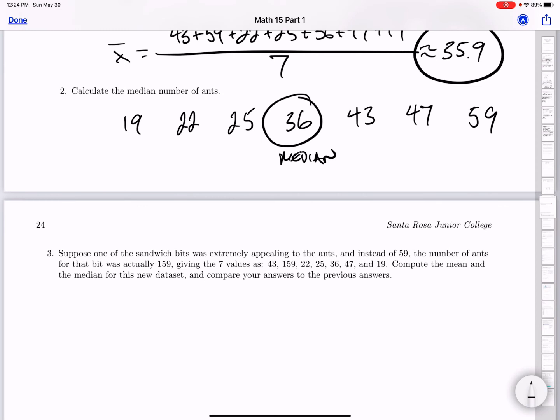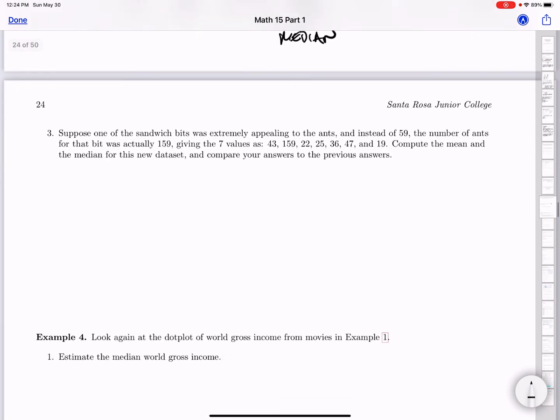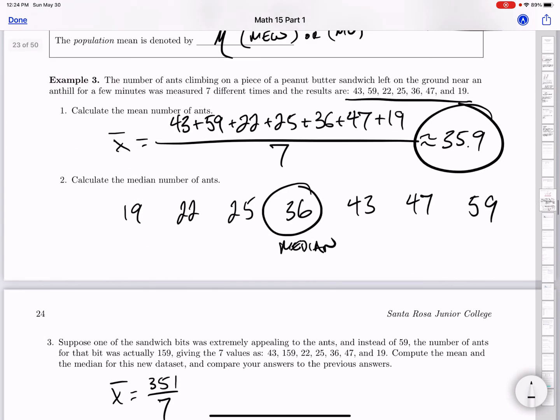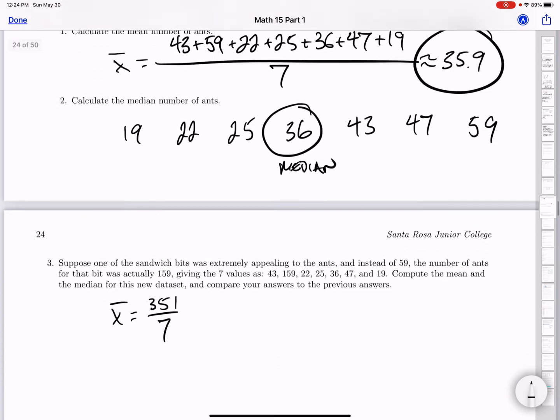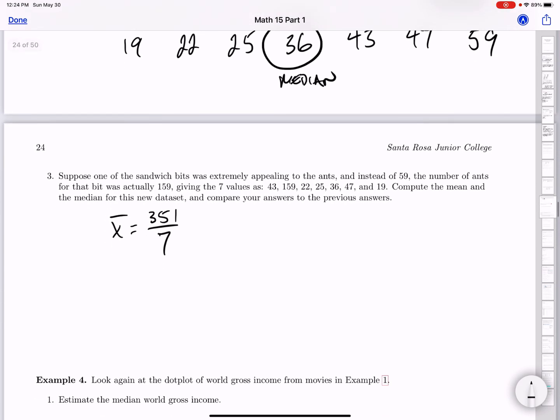Well, the new average here is 351 over 7. So I actually just added 100 to my value from number 1 because we have 100 more ants overall. And I divide that by 7 and I get 50.1. But the median is unchanged. How do I know that?